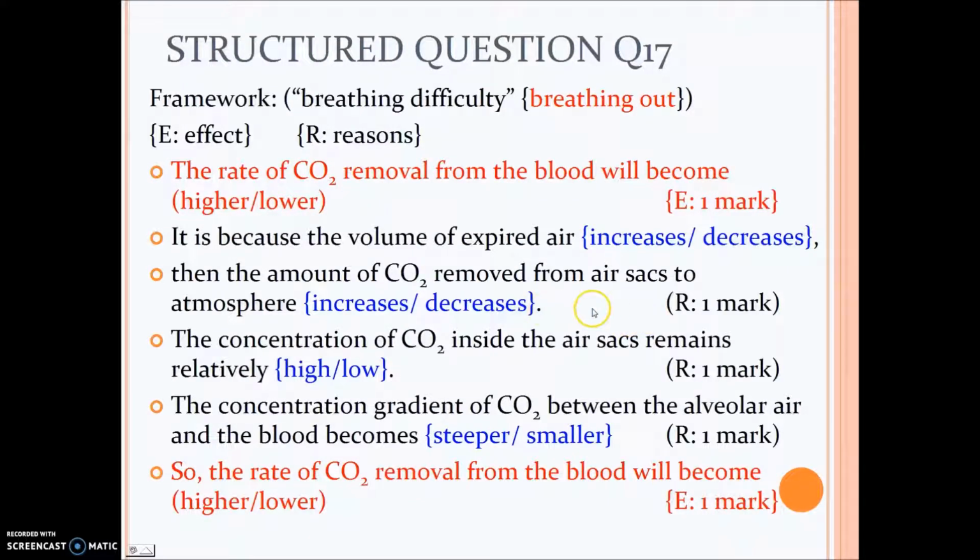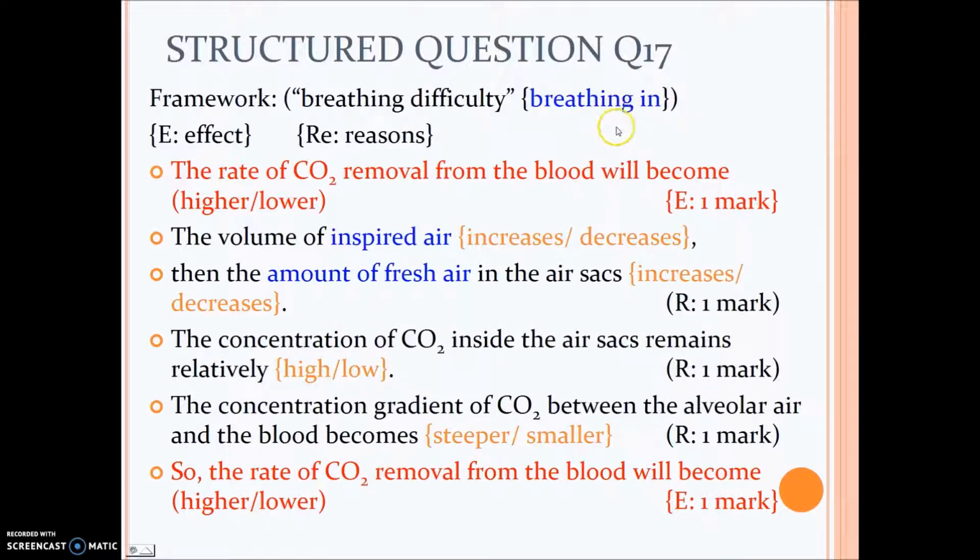Or you can choose to explain first, reason 1, reason 2, reason 3, and in the end, in conclusion, the rate of carbon dioxide removal from the blood will become higher or lower. You can see that this sentence and this sentence are the same, because one is the topic sentence and the other is just like the conclusion. So you can write the topic sentence first and then the 3 reasons, or you can write the 3 reasons first and then the effect as a conclusion. That's totally fine, it's up to you. That's the point for breathing out.